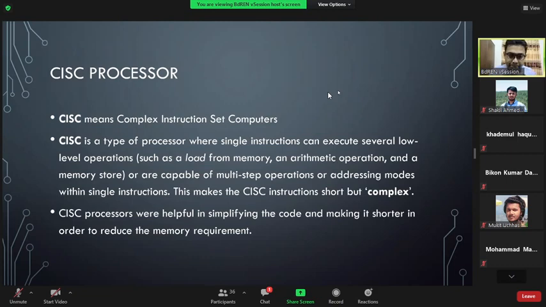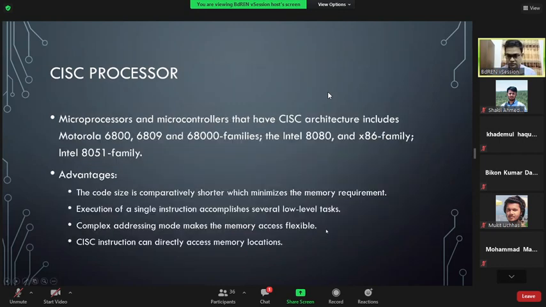So that is the example. Let me show you the examples. You can see most of them are Intel. Some of them are Motorola, although Motorola families are rarely used. By the way, we call them family. Look, they have written x86 family, Intel 8051 family. Why do we call them family? Because this is not just one processor, it is actually a group of processors.